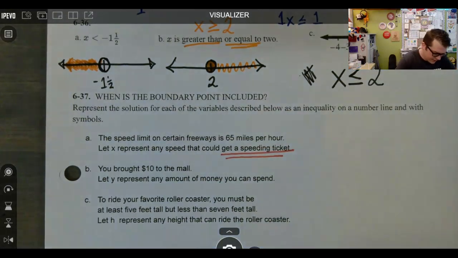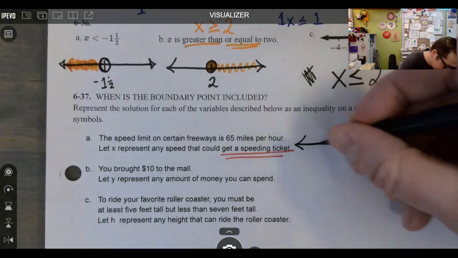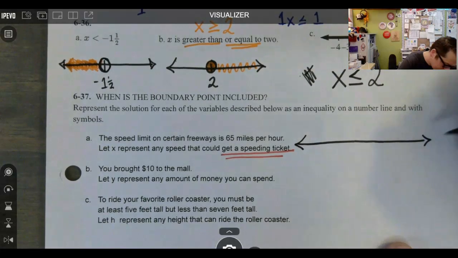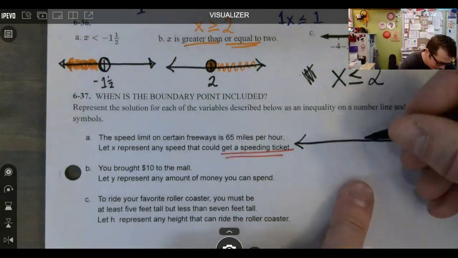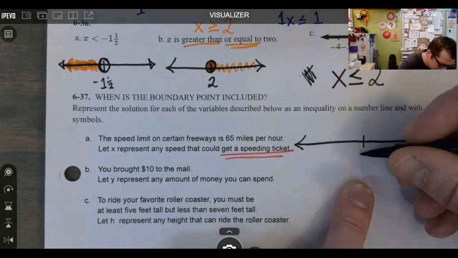So if we make our number line here, what is the number that we care about? The number being referenced, 65. And I normally try to put that pretty much in the middle of my number line.